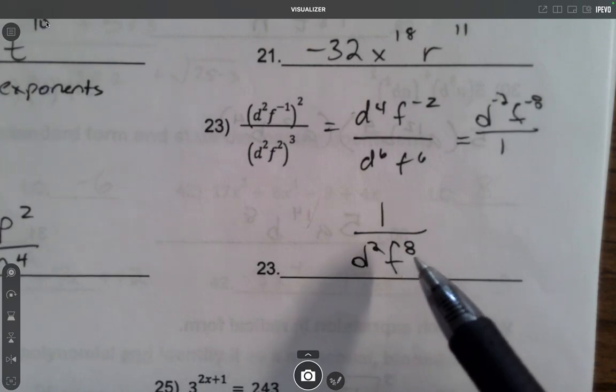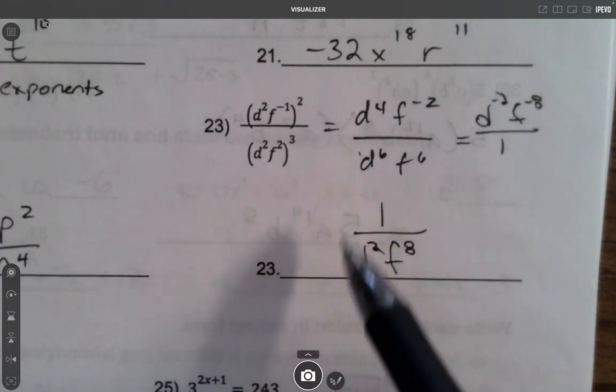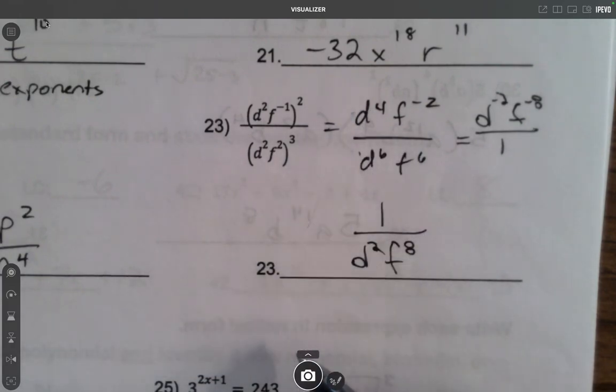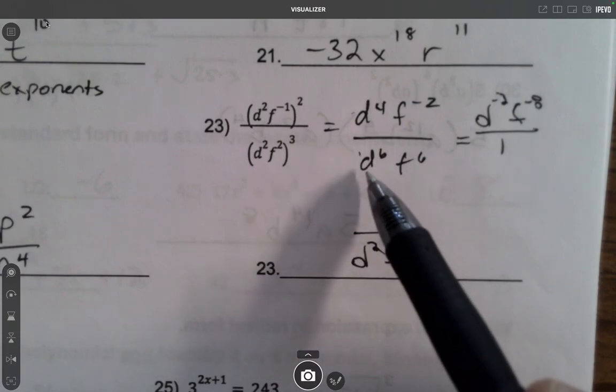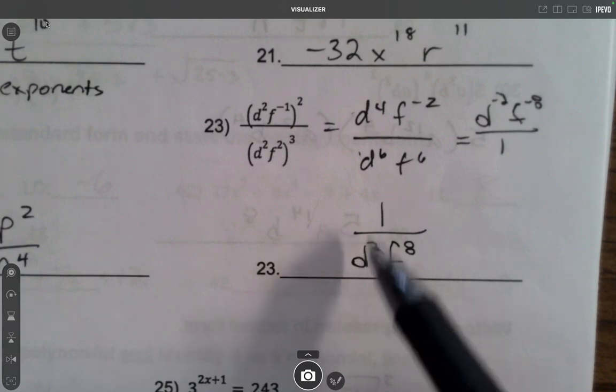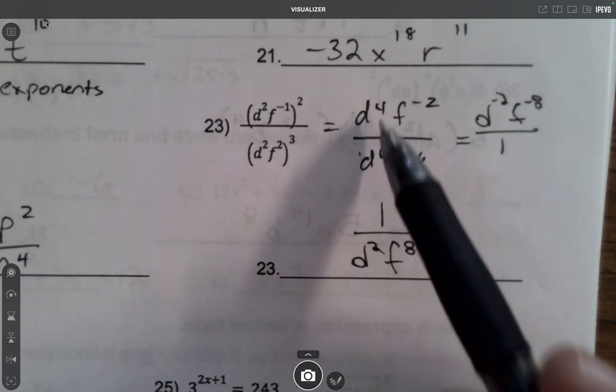Another way you can approach it is say, okay, let's look at the d's. Where do the d's have a bigger exponent, in the top or the bottom? Clearly it's the bottom. So since the bigger one's on the bottom, I know that's where this is going to end up. So I start from the bottom and then subtract 6 minus 4 and get 2.